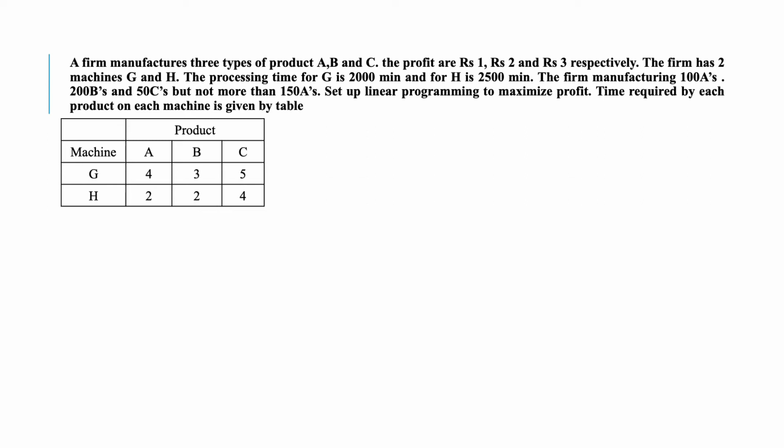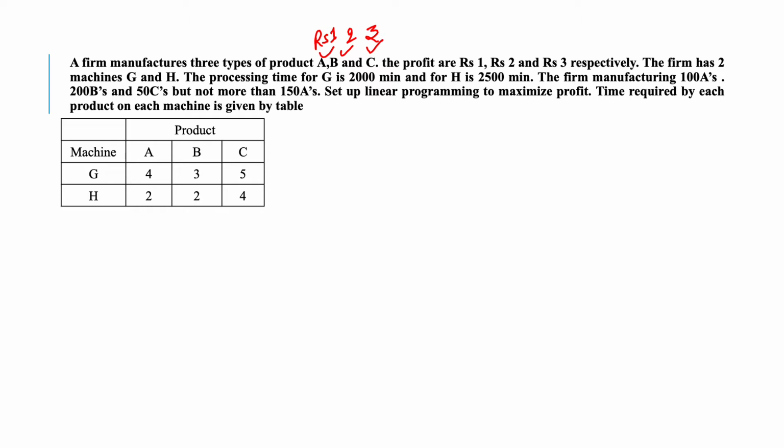Hello everyone. So in today's lecture we are going to see one more example on formulation of linear programming problem. In this problem I am having a firm which manufactures three types of product A, B and C, and the profit for each product is, for A it is rupees 1, for B it is 2, for C it is 3. Okay, so this is my profit for each product.